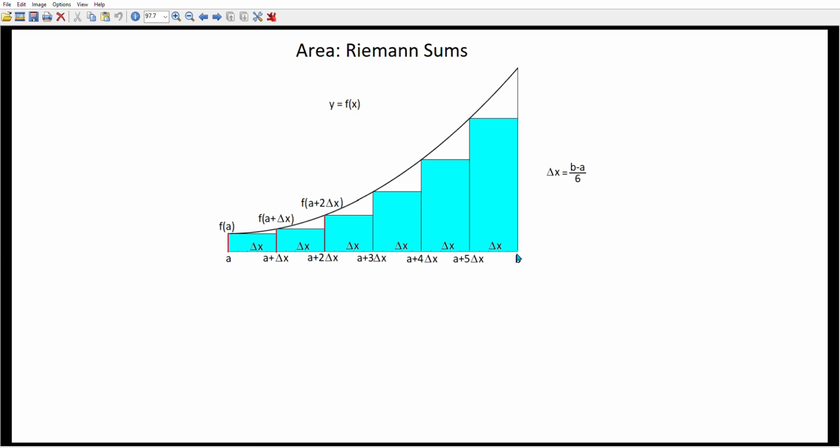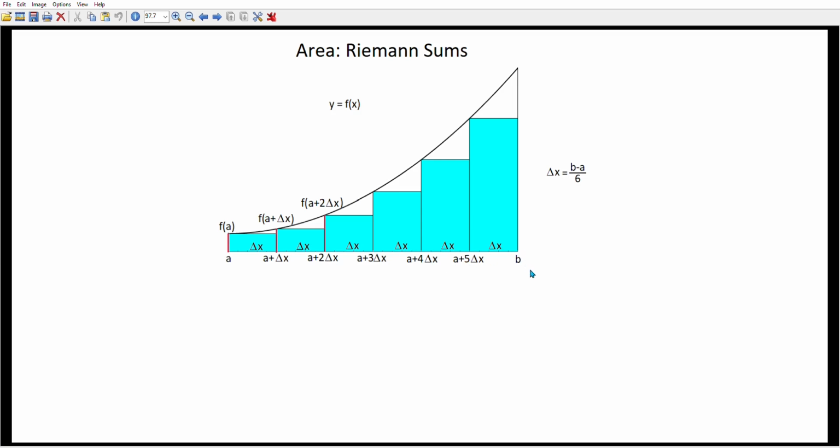So the length of the interval is b minus a. There are 6 equal pieces, so each little length of the base, which I'm going to call delta x, is b minus a over 6. If you look at the points, here's a. You move delta x, a plus delta x, a plus 2 delta x, a plus 3 delta x, a plus 4 delta x, a plus 5 delta x, and b.